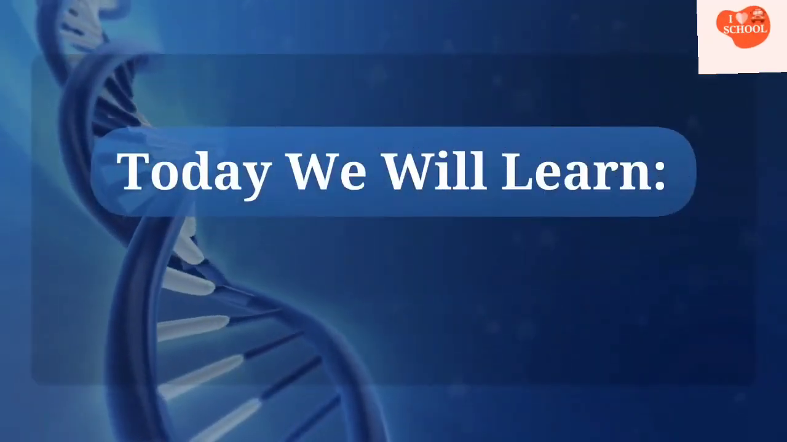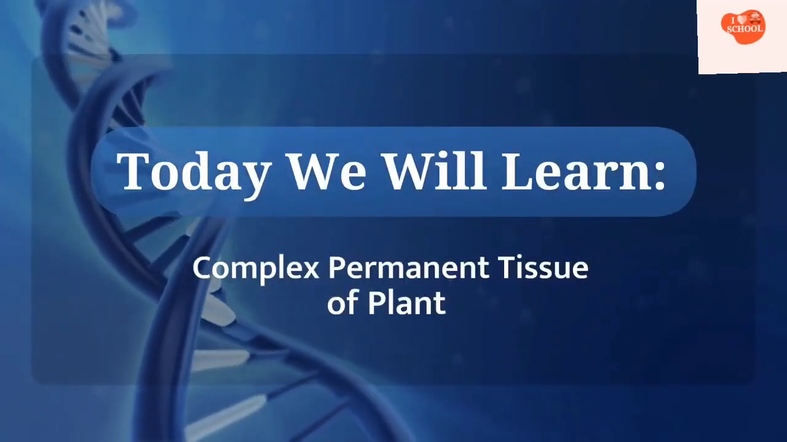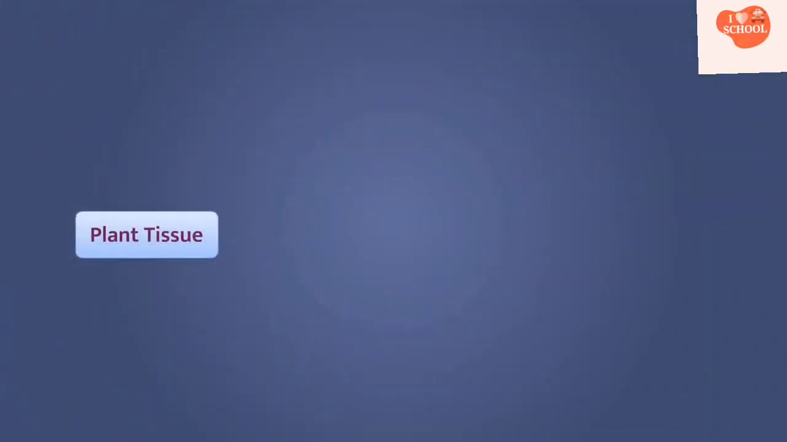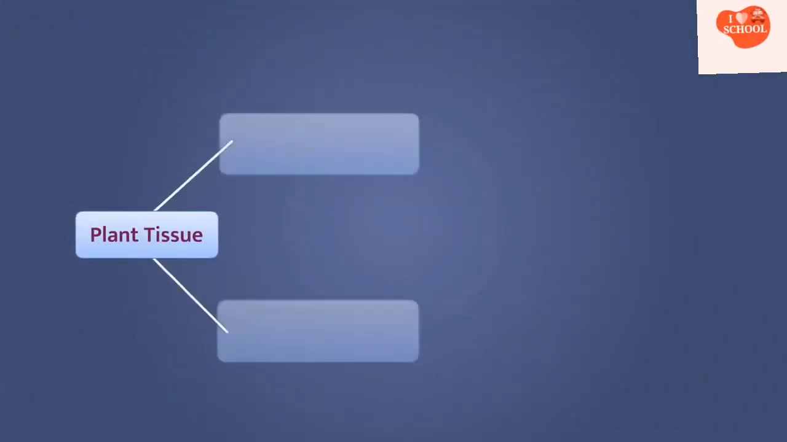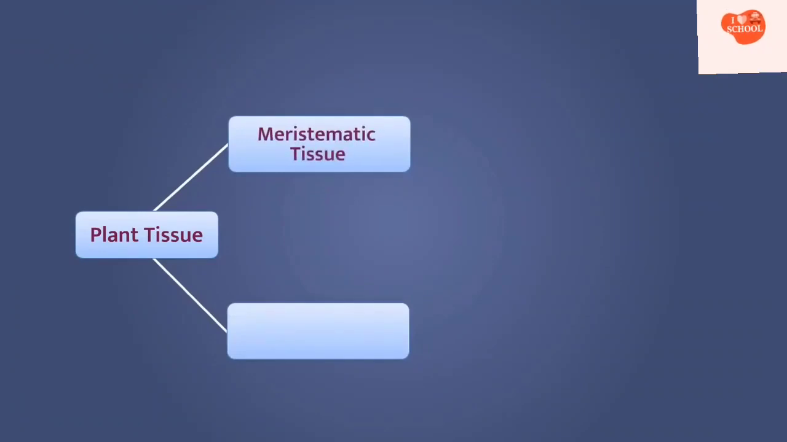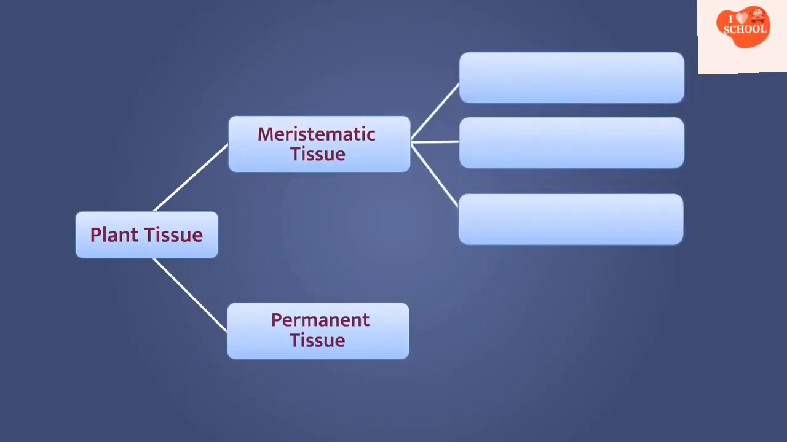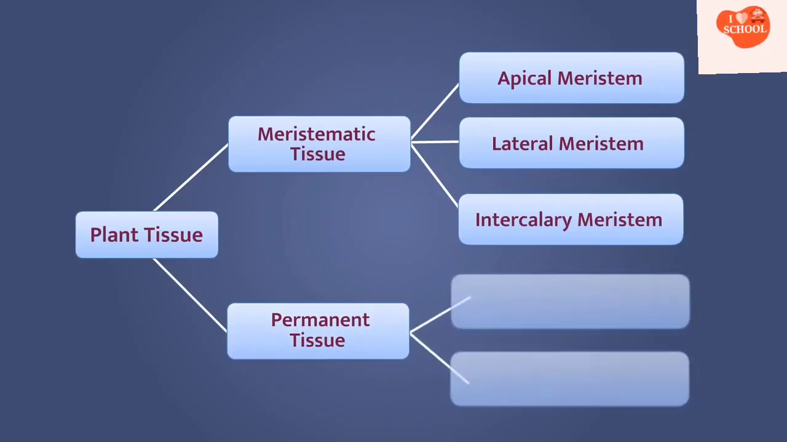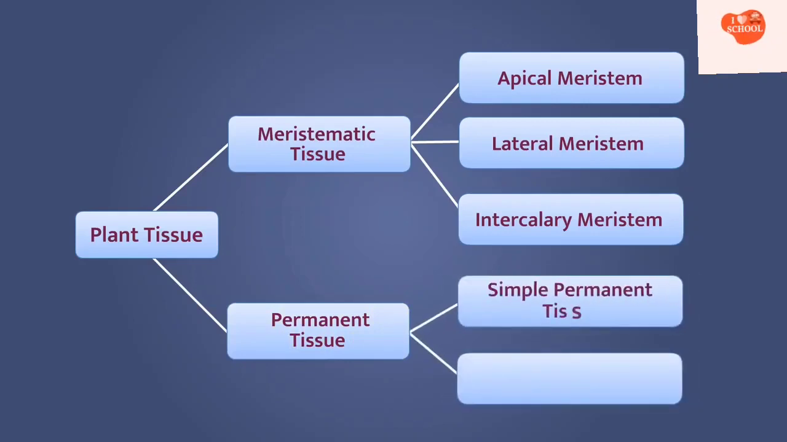Today we will learn about the complex permanent tissue of the plant. In plants, there are mainly two types of tissues, meristematic tissue and permanent tissue. We know that meristematic tissue is of three types: apical meristem, lateral meristem, and intercalary meristem. Similarly, permanent tissues are of two types: simple permanent tissue and complex permanent tissue.